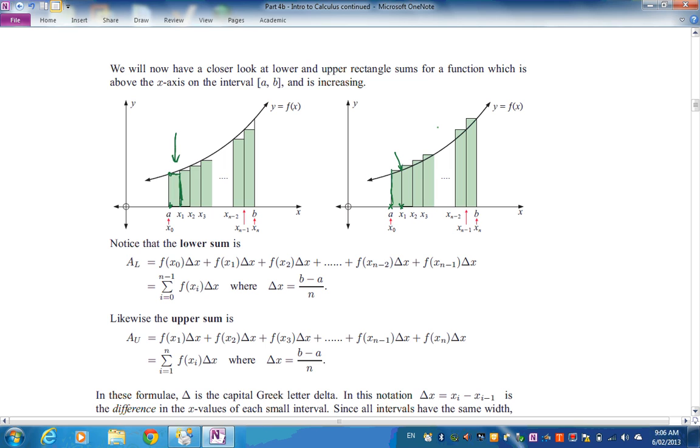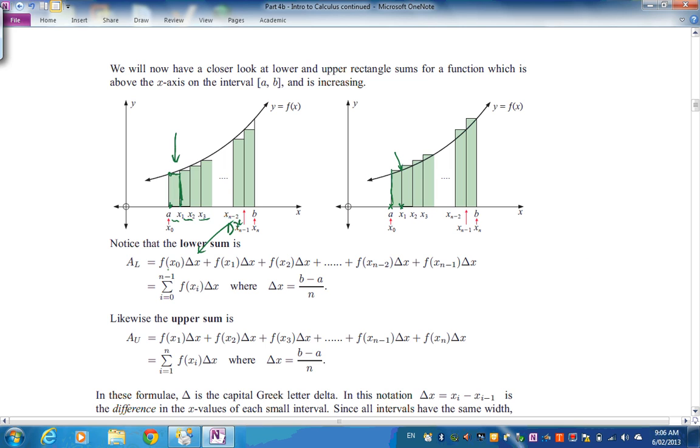Now, mathematically, what are we doing? Well, we're going to multiply by the width of the interval, and they're all going to be equal. We've said they're equal. So delta x means the difference in. Delta is a Greek capital for D, and it stands for difference or change in. So here, all these little gaps are the same. We're going to make equal intervals here.